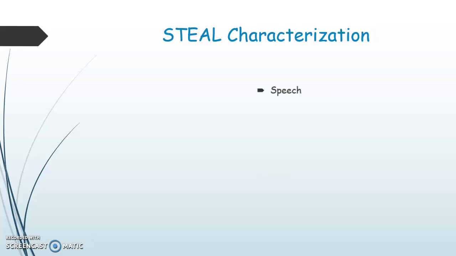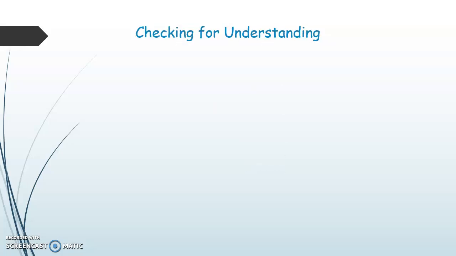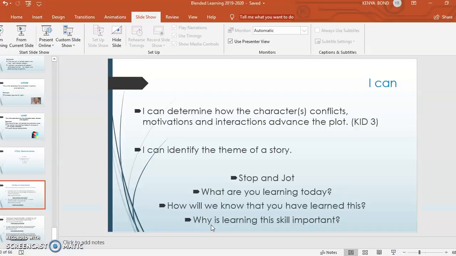All right. So we know when we use the STILL method to characterize our character, we're going to look at what they say, thoughts and emotions, effects on others, actions, looks, check for understanding. We can do that in class because I want to take you on to something else. Yes, it's one of these videos.